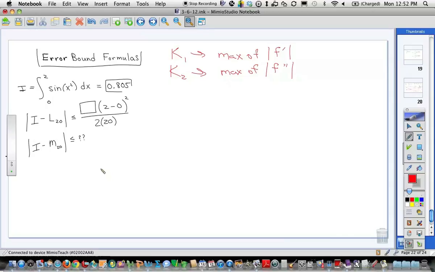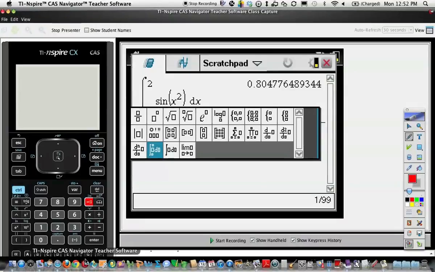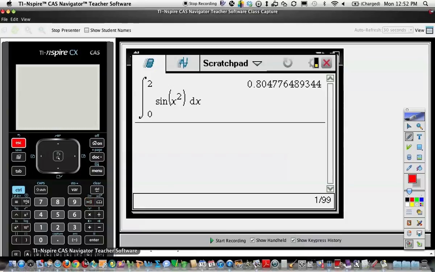All right, so what we've got to do here is find K1. On your calculator, we want to find the max of f prime. Now, what's f in this problem? Right here, sine of x squared. We'll always have f, we'll always have a and b, and we'll always have our number of subdivisions if we're trying to find the max error that 20 left rectangles have. If it's an easy one, you can do the derivative in your head. If it's a harder one, let the calculator do it, that's fine.